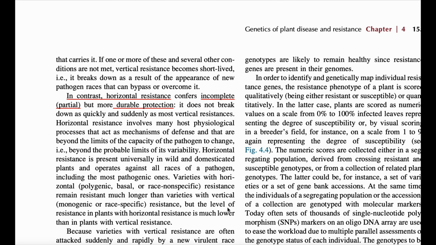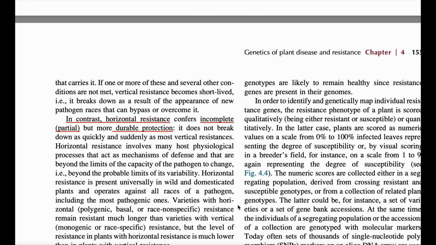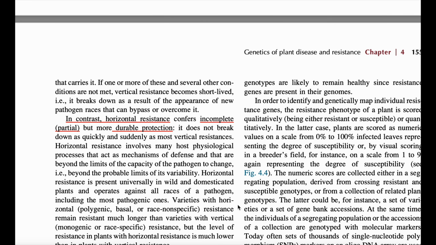Coming to disadvantages, we have discussed a few of the disadvantages of vertical resistance. So for horizontal resistance, the protection is weaker compared to vertical resistance, because there are so many targets for horizontal resistance. So yes, the protection is weaker, but it's more durable.